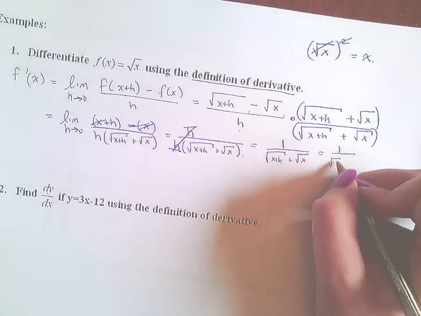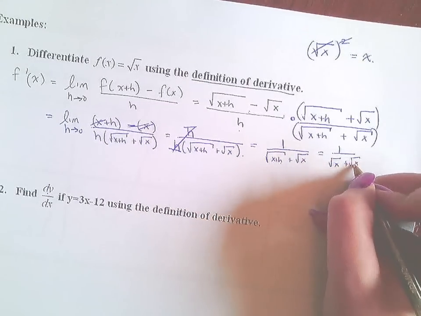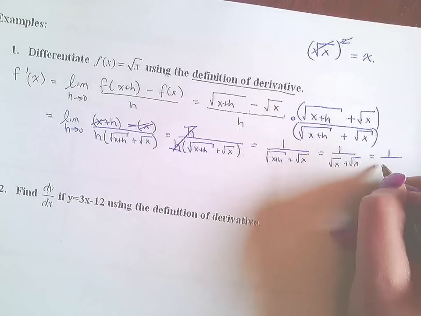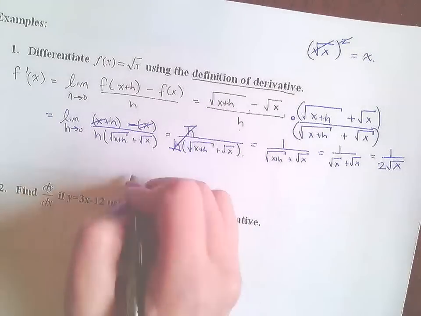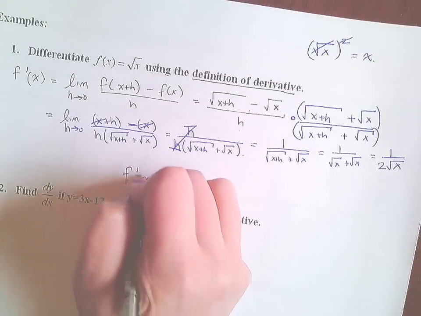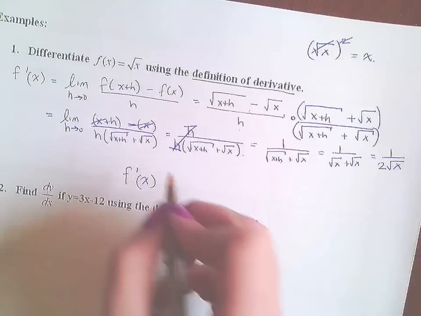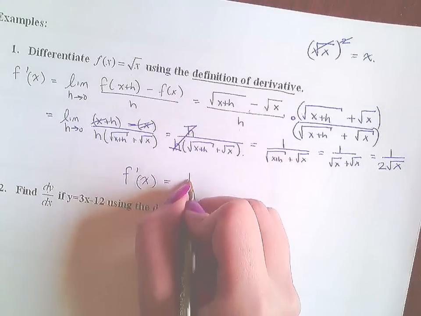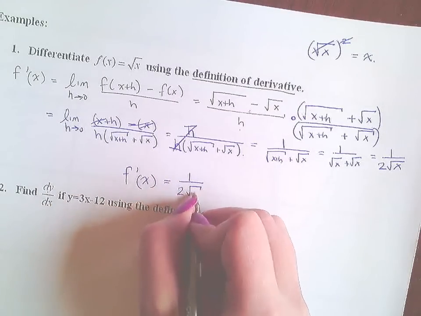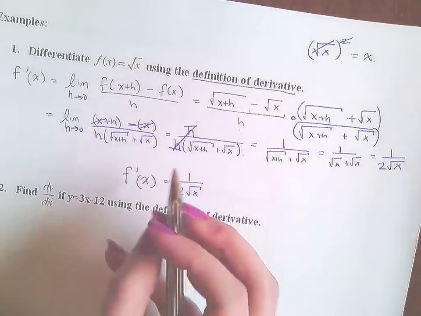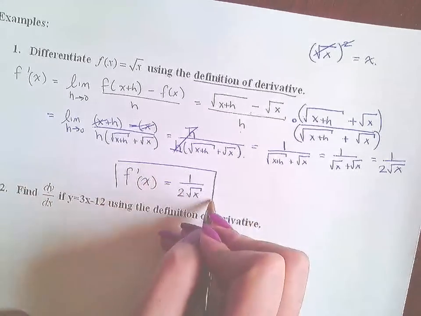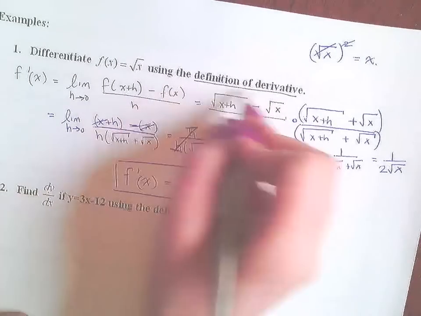1 over the square root of x plus the square root of x, which is the same thing as 1 over 2 square root of x. And guess what? The derivative of that function is, in fact, 1 over 2 square root of x. Now, they didn't give us a point. If they would have given us a point, I would have plugged that in for the x. But right now, they just said find the derivative using the definition of derivatives.